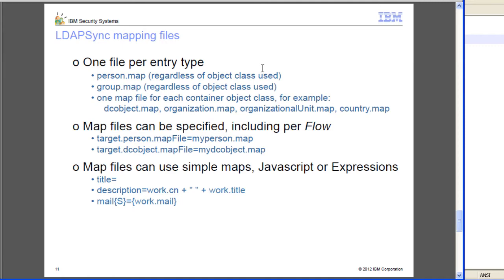We have a number of mapping files, which I've just spoken about. So we have one for each type of entry. We've got a person and group, regardless of the object class that we're using for person and group entries. But then we have one map for each specific object class of containers that we're going to be migrating. And these can be defined per flow, so we could be reading from multiple sources. And in some sources, we're going to be creating different types of entries, for example. Or we're going to be reading different types of entries. And it says at the very bottom that map files can use simple maps, JavaScript, or expressions, and just an example of these. But there's more documentation on this in the full documentation PDF.